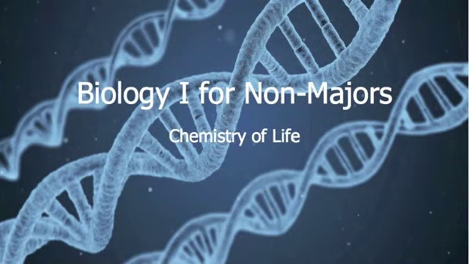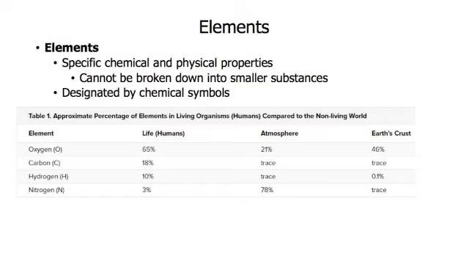Tonight's lecture is over Chapter 2, The Chemistry of Life. All organisms and everything around them are made of matter. Matter is anything that occupies space and has mass. Matter is found on Earth in three physical states: solid, liquid, and gas.